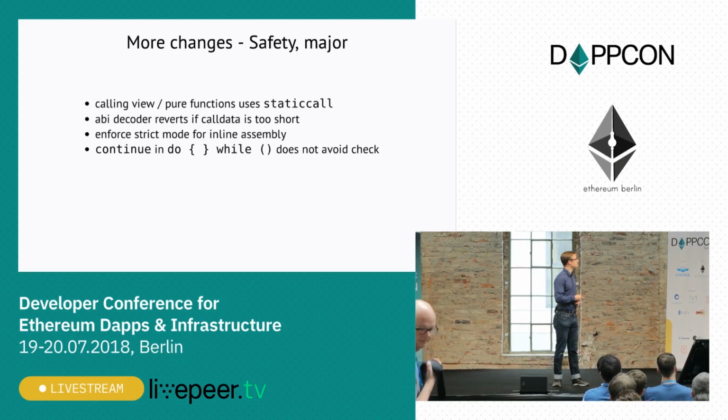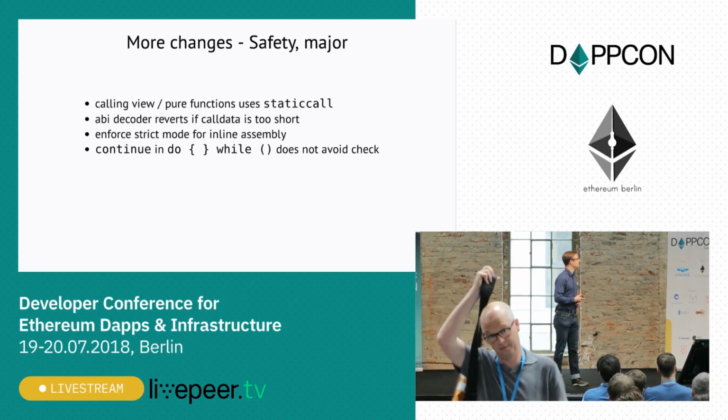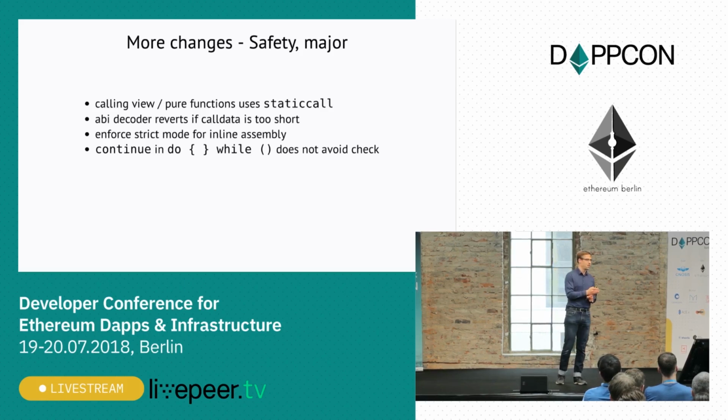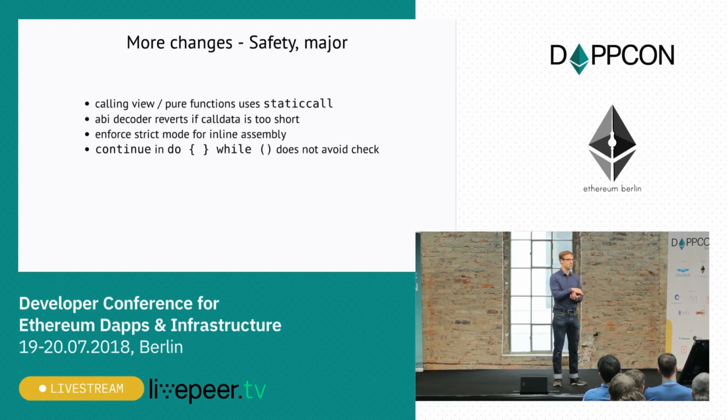And a similar change you have to be aware of is that the ABI decoder now reverts if the call data is too short. So if you expect a uint parameter, but you don't give any data, then in 0.4.0 it would have just used 0. Now it reverts. This is also something you have to take care of, especially when you write proxy contracts.